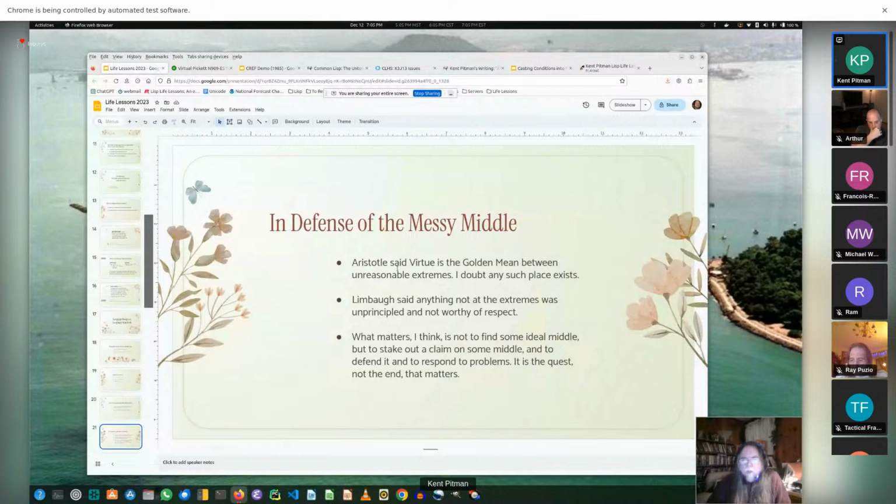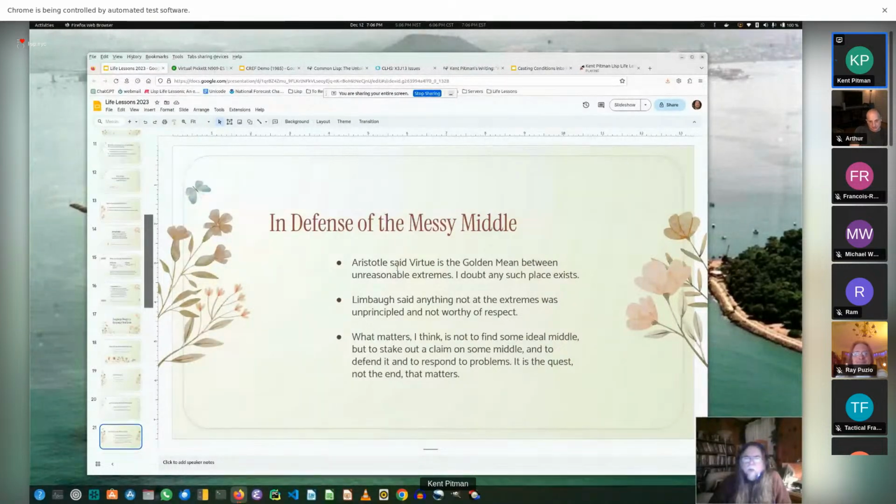Rush Limbaugh, on the other hand, and I used to listen to him a lot because why listen to people that agree with me? He used to say that extremes were the only principled thing in the world, and that if you muddied them up by compromising with people, you were being unprincipled. I didn't really like that either.